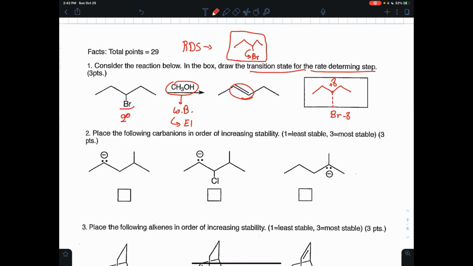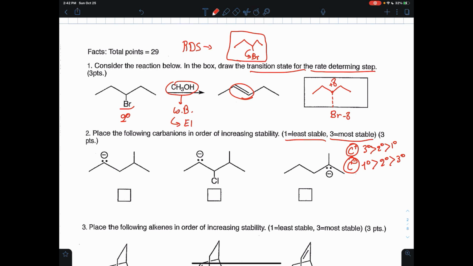Alright, so now the second question is, place the following carbon anions in order of increasing stability. 1 is going to be the least stable and 3 is going to be the most stable. Now, I mentioned before that for carbon cations, the stability is tertiary better than secondary, which is better than primary. Now for carbon anions, it's the opposite: primary is better than secondary, which is better than tertiary.